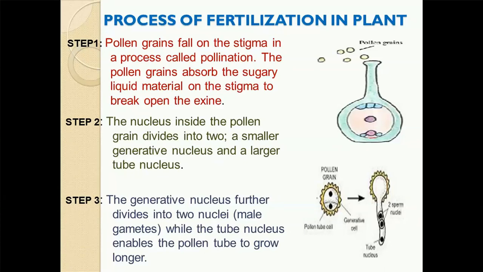Step 3 now, the generative nucleus further divides into two nuclei, which are now the male gametes, while the tube nucleus enables the pollen tube to grow longer.